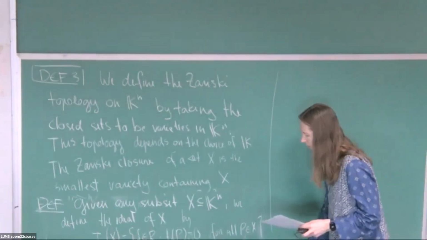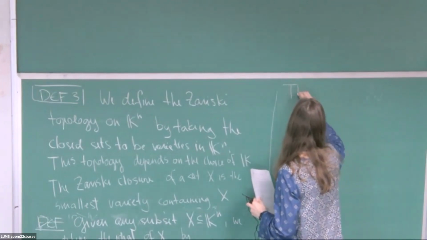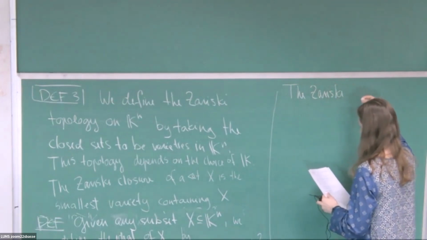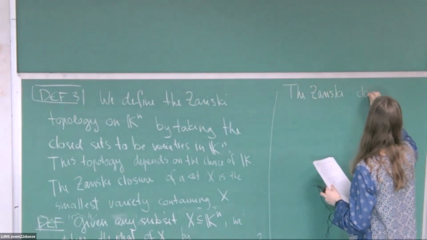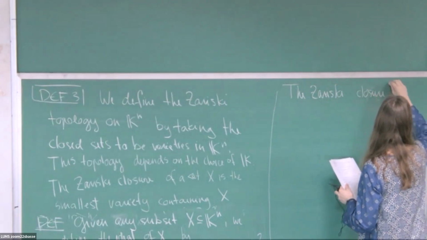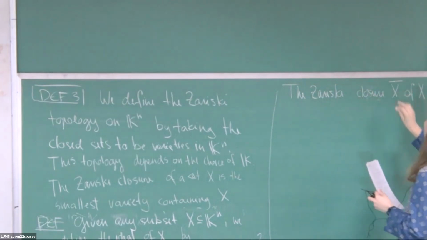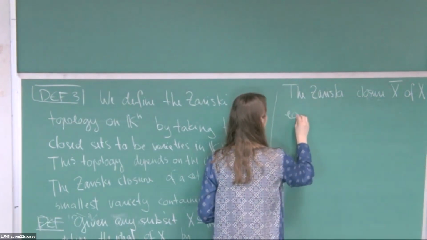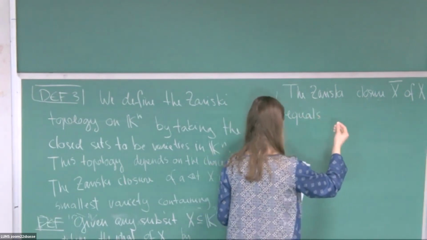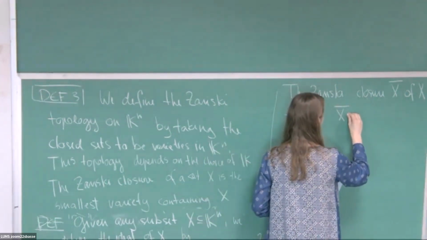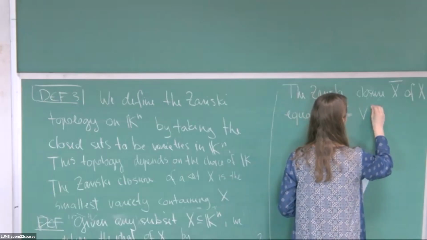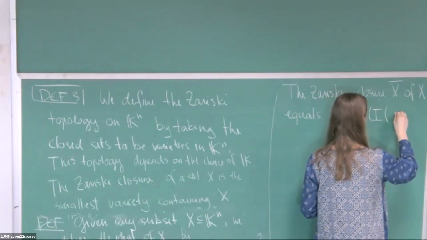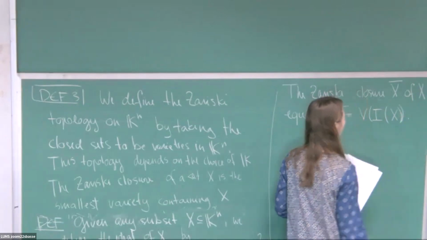And the Zariski closure that we just defined, we'll denote the Zariski closure by X bar, equals the variety of the ideal of X.